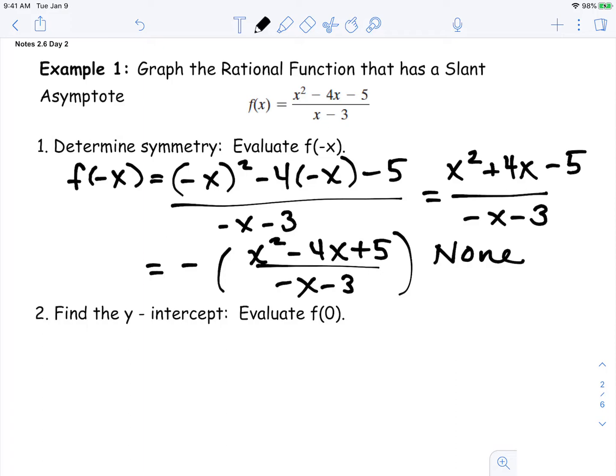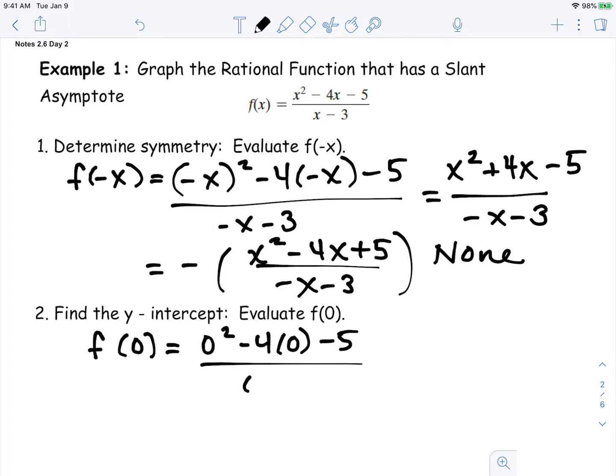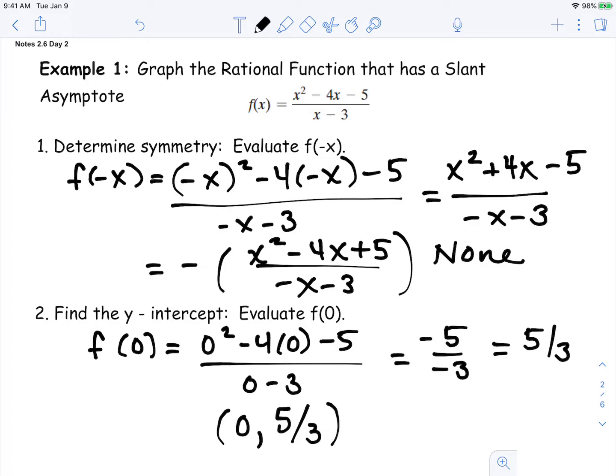We're going to find the y-intercept. We're going to evaluate the function for 0. We get negative 5 divided by negative 3, which is 5/3. So as an ordered pair, it's over 0, up 5/3, which is pretty close to 2. So it's easier to graph when you change that to a fraction. So 1 2/3.